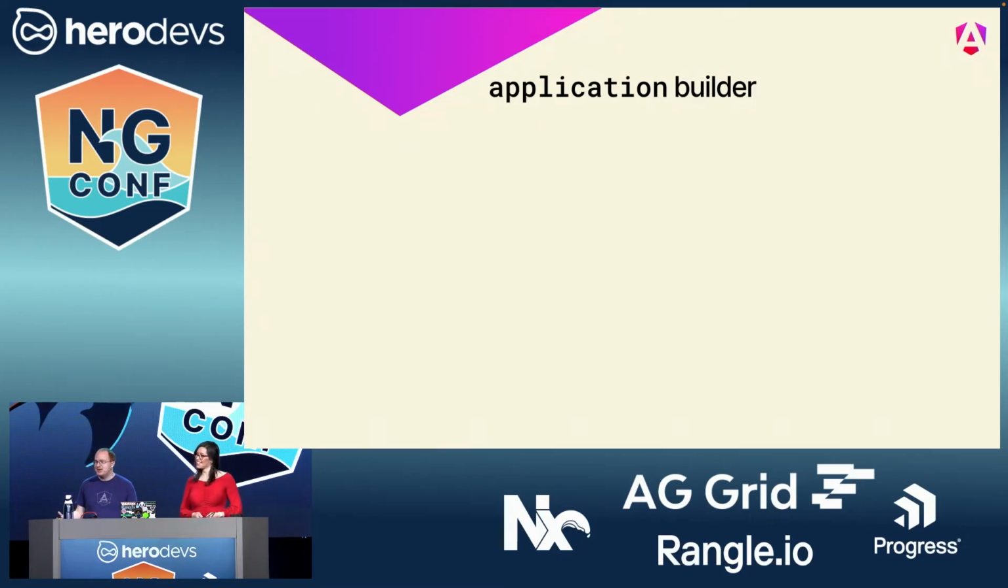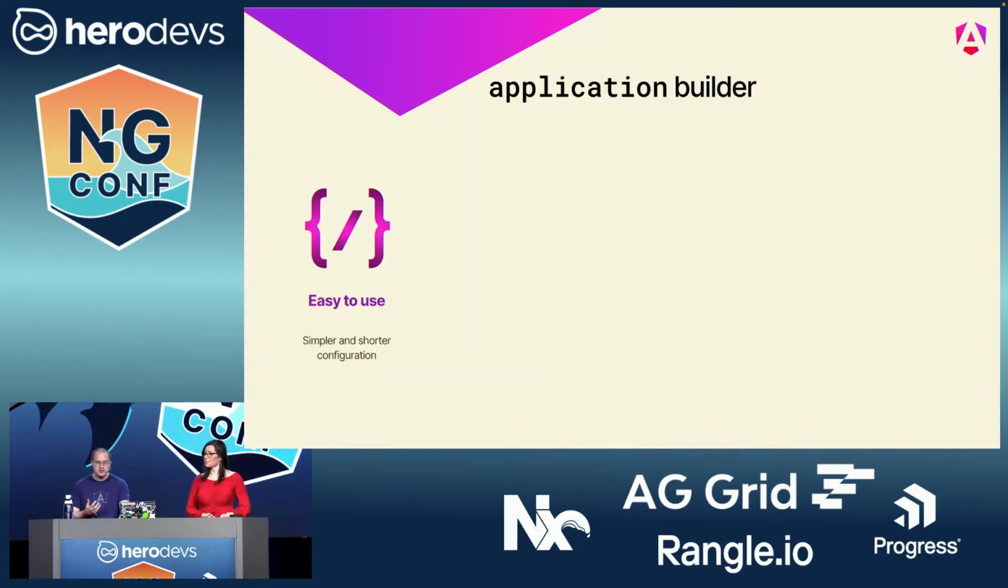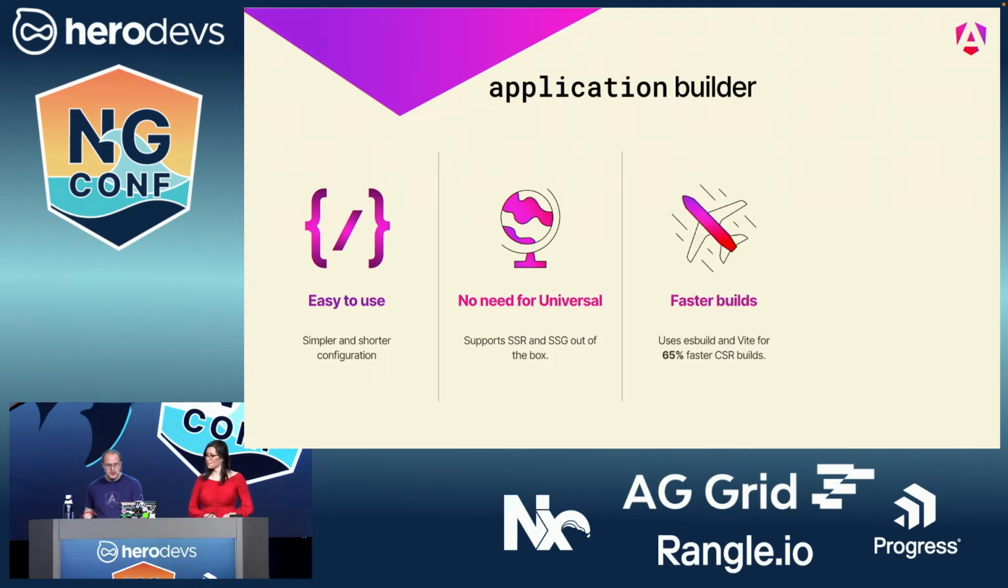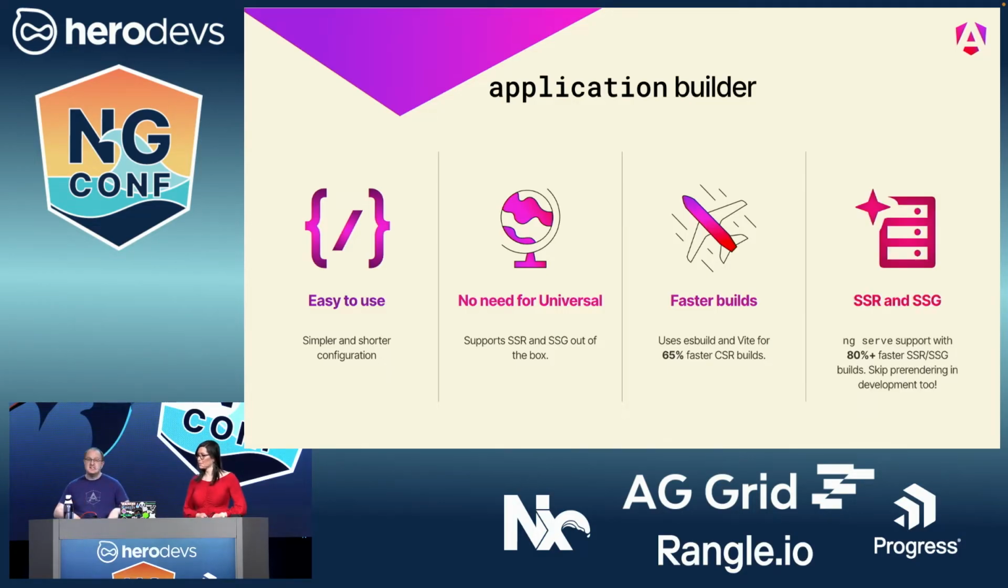But Angular doesn't stop there. We've drastically improved our build tooling for server-side rendering with the new application builder. This is much easier to use with a significantly reduced configuration. And Angular Universal is no longer necessary. We just support SSR, SSG right out of the box. No additional integrations, projects, nothing you need to worry about. It just works. Not to mention, we've also got Vite and ESBuild included in here, so you get faster builds all around, even for your client-side rendered apps. But also, we've got additional improvements for server-side rendering and static site generation.